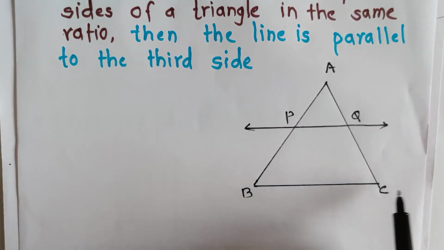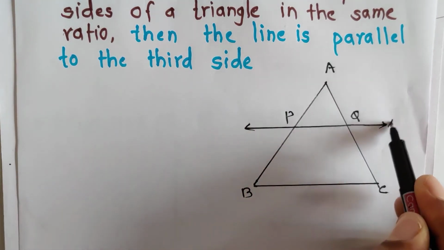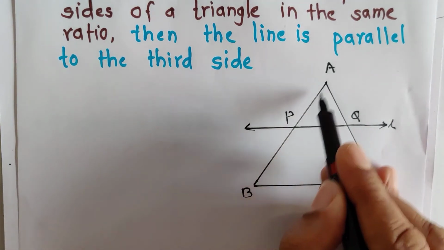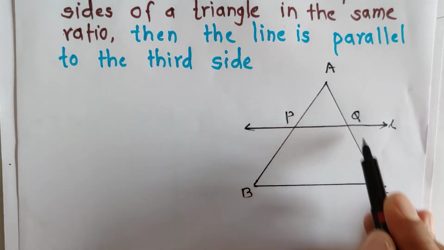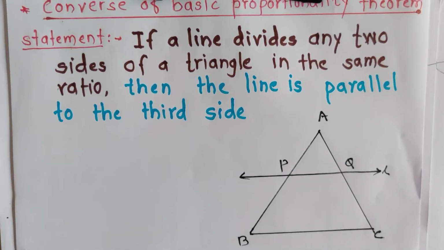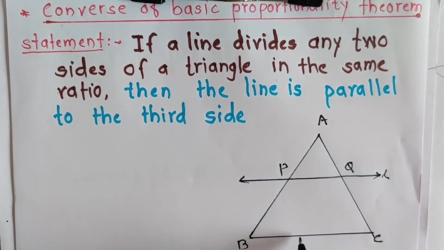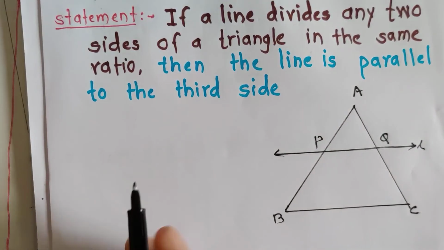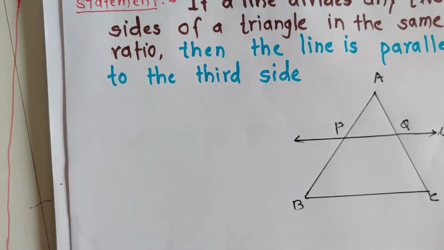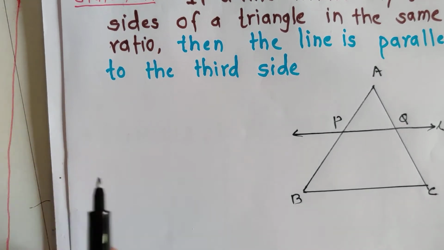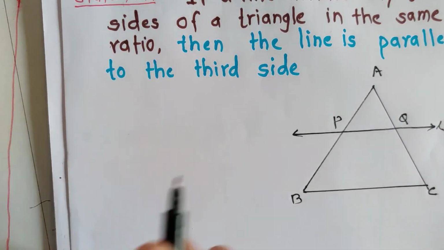ABC is a triangle. Then line L divides AB and AC in the ratio AP by PB equals AQ by QC, in the same ratio. Then what do we have to prove? The line is parallel to the third side. Now mathematically, how can we write? No need to prove that theorem, because this theorem will not be asked for proof. So only how to use that theorem mathematically.